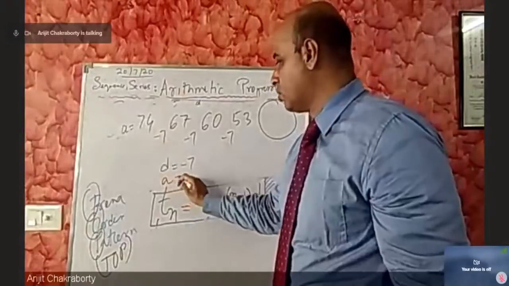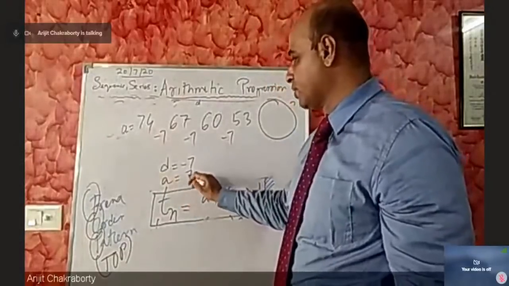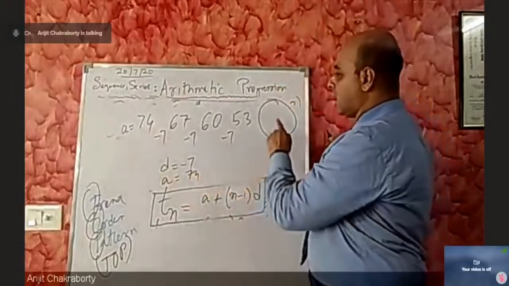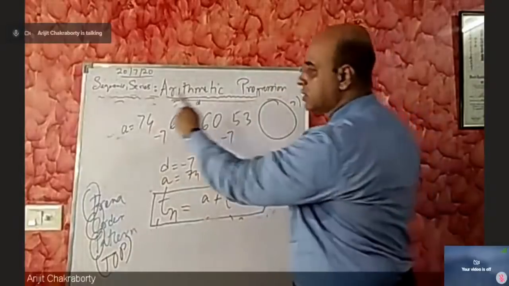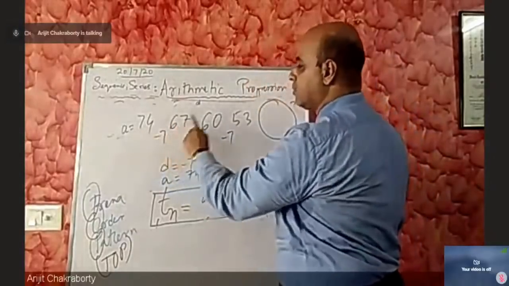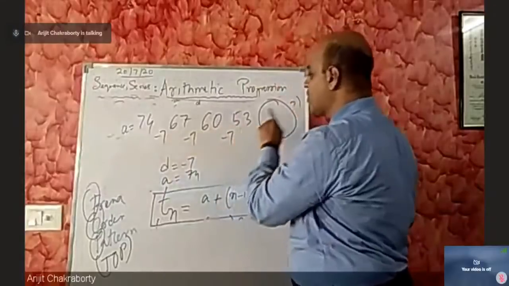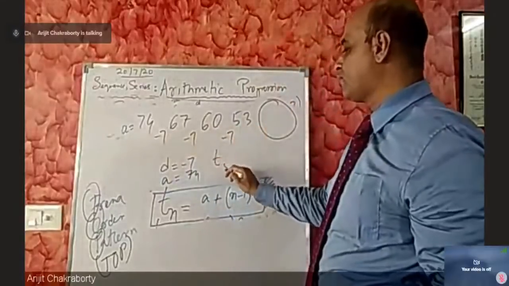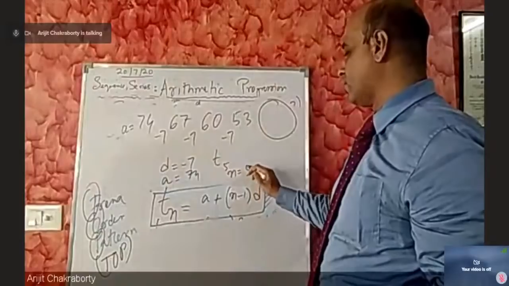And A, I know, is 74. And I have to find out this one. That means first term, second term, third term, fourth term and fifth term, I have to find out T5. That means n is equal to 5.